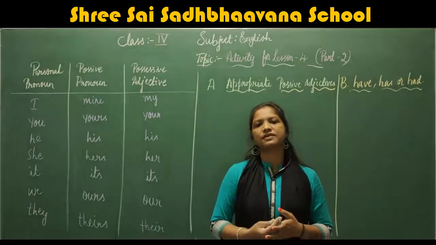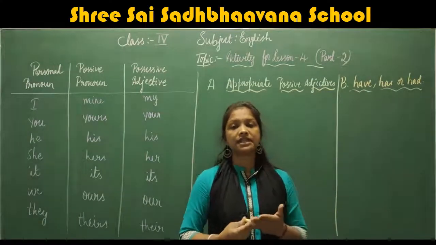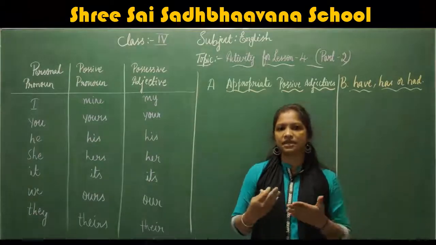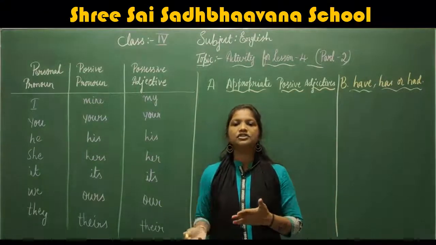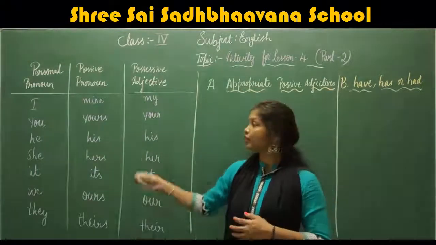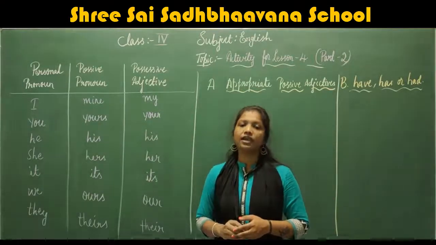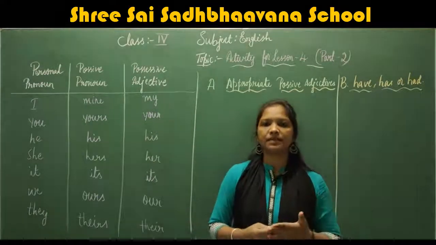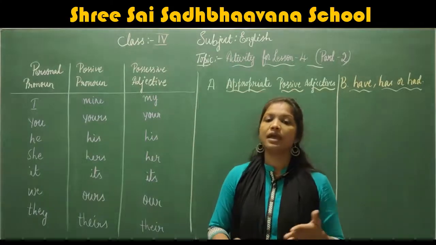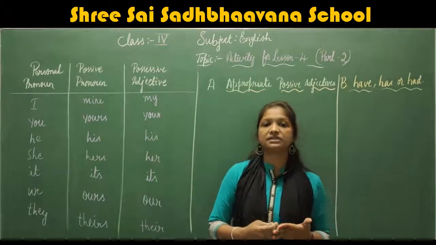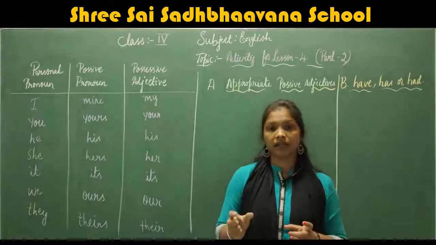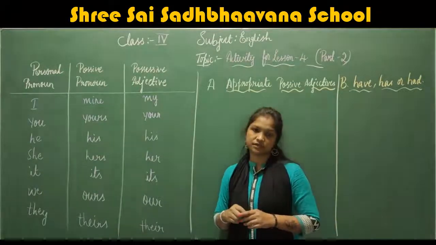Next is possessive adjectives. So what do you mean by possessive adjectives, children? In the previous class we studied that words that describe the noun and come before the noun in a sentence are known as possessive adjectives. For example, my pen writes faster than her pen. Here my and her are possessive adjectives.